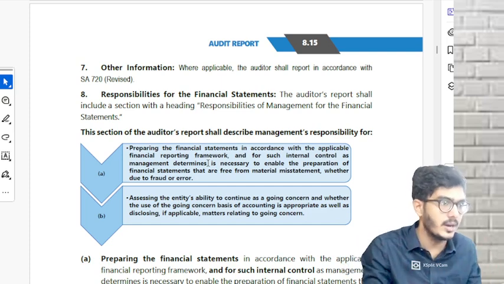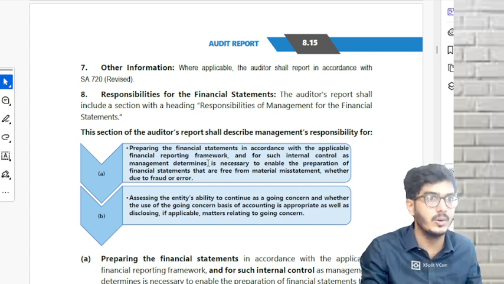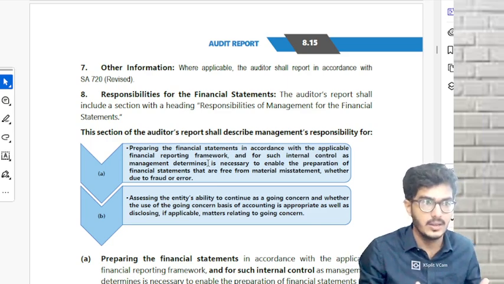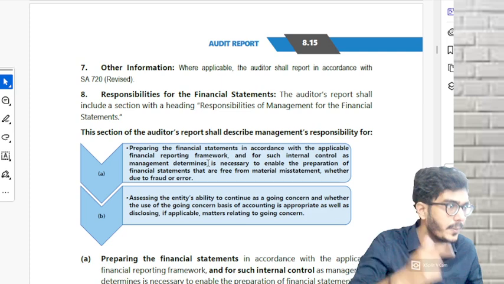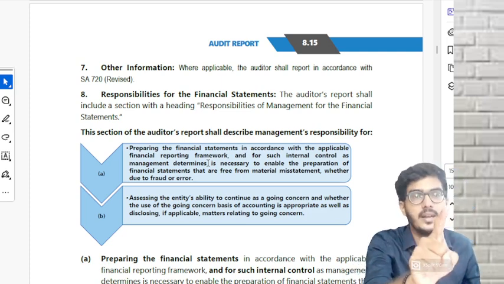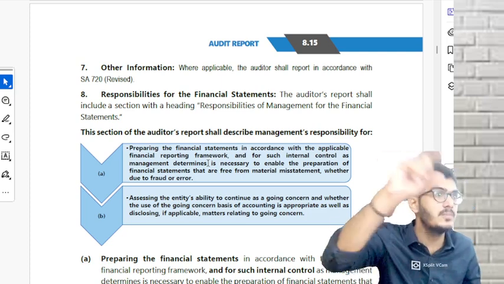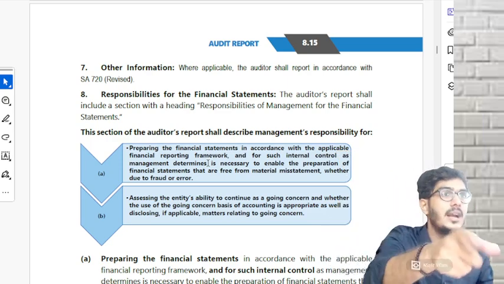Going concern we have not done, but in SA 570 we are going to learn today that the primary responsibility of checking whether going concern is appropriate or not is with whom? Management. So again, whether the going concern assumption is appropriate or not, that is decided by the management.